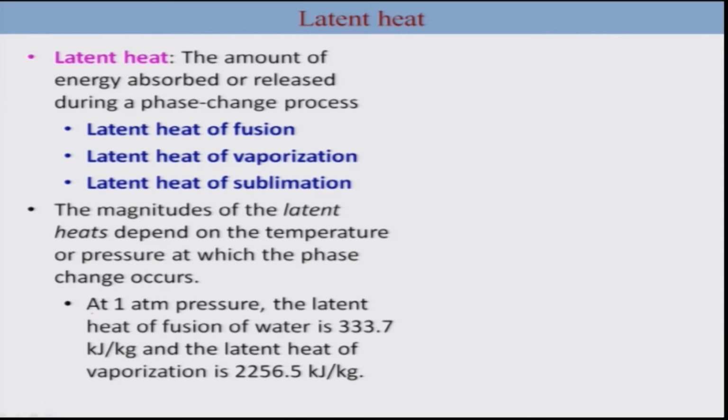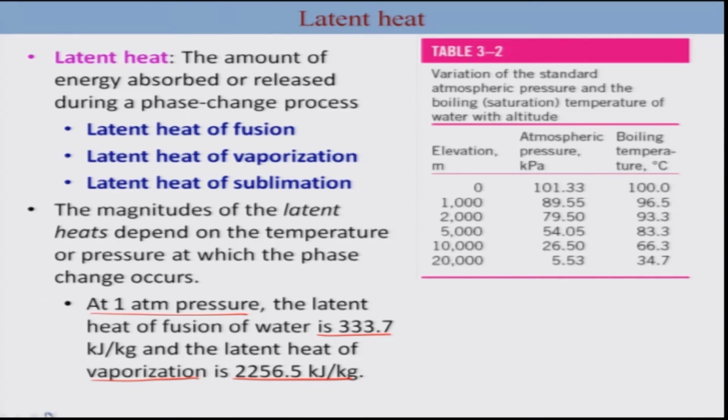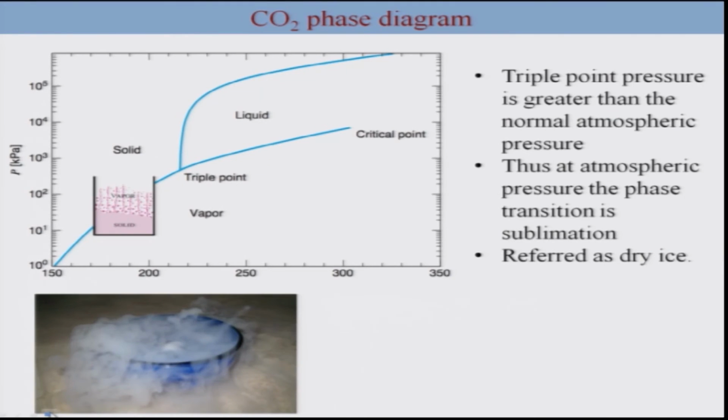So, for example, at 1 atmosphere, the latent heat of fusion of water is 333.7 kilojoules per kg, and for vaporization it is much higher. Water boils at different temperatures under different pressures. For example, at normal atmospheric conditions it boils at 100, but at high elevation the boiling temperature decreases, and hence you have difficulty in cooking, which can be addressed by looking at latent heat as well as the conditions of boiling. Let us take some examples of the phase diagram.